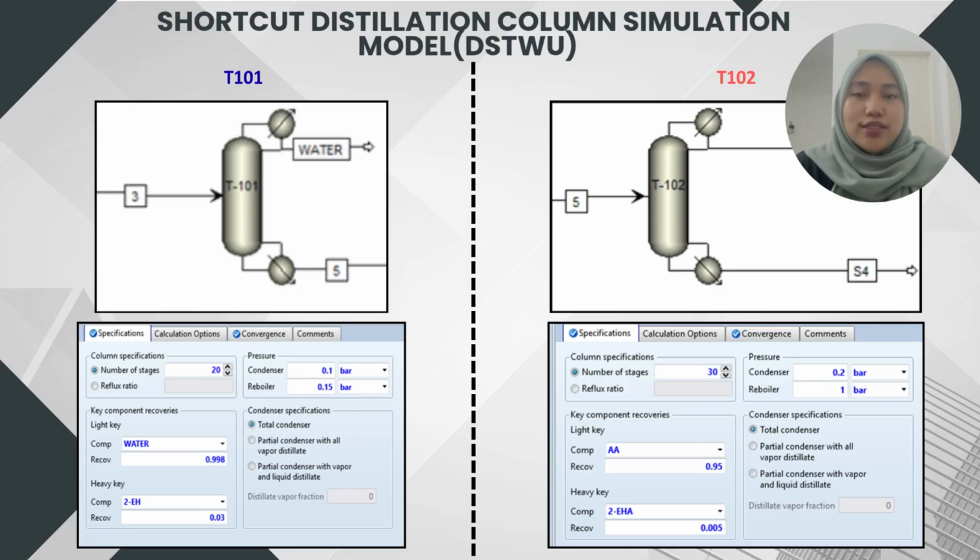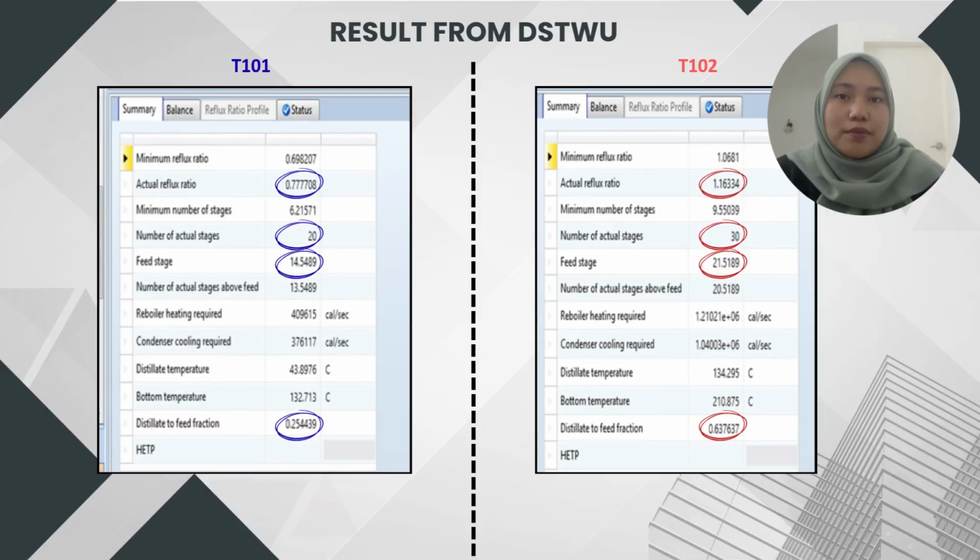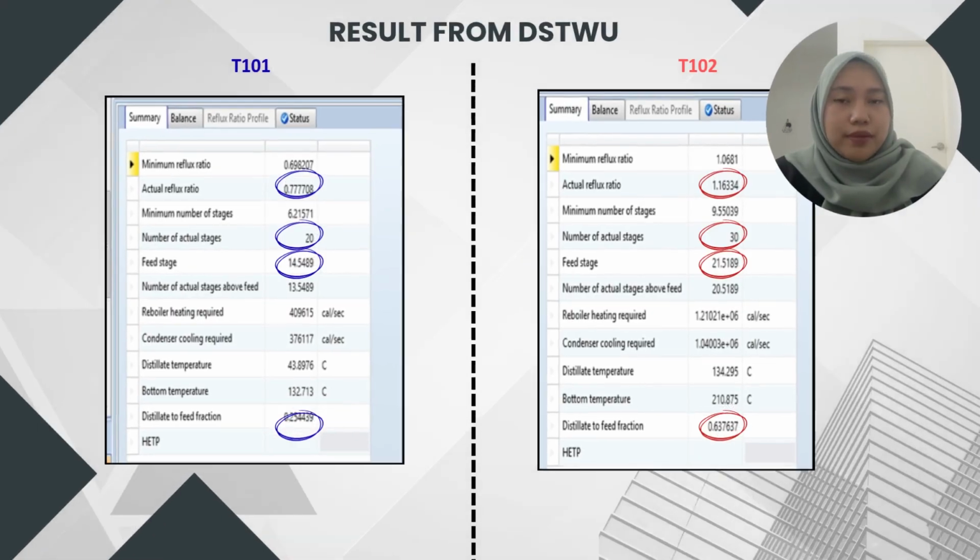In this distillation, we set acrylic acid as light key and ethylhexyl acrylate as heavy key. At this part, we remove the residual ethylhexanol in the distillate stream, while most of the ethylhexyl acrylate will be at the bottom stream with high purity content. From the data result, parameters like actual reflux ratio, number of actual stages, feed stage, and distillate to feed ratio fraction will be used in the RadFrac specification.